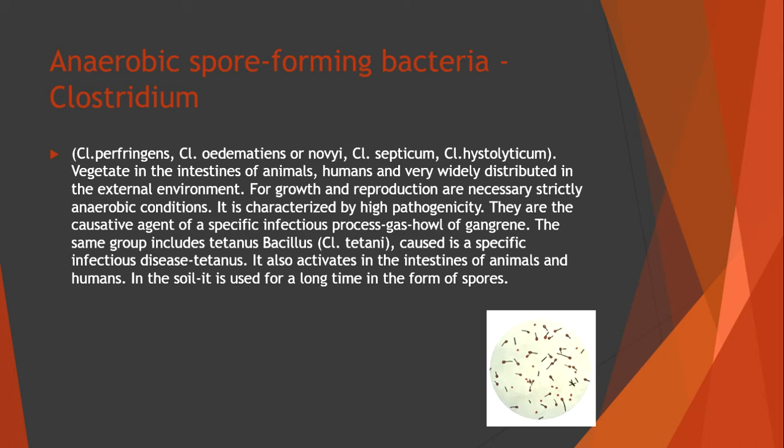Anaerobic spore-forming bacteria, or Clostridium, vegetate in the intestines of animals and humans and are very widely distributed in the external environment. For growth and reproduction, strictly anaerobic conditions are necessary. They are characterized by high pathogenicity. They are the causative agent of a specific infection process, gangrene. The same group includes the cause of the specific infectious disease tetanus. It also is active in the intestines of animals and humans. In the soil, it persists for a long time in the form of spores.